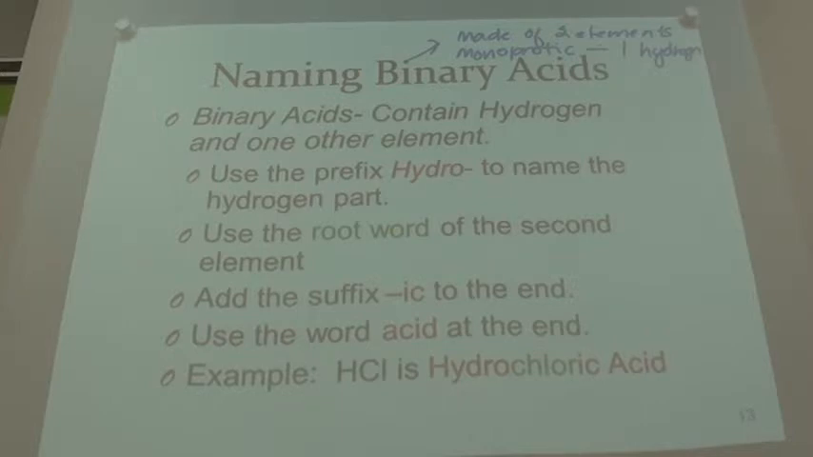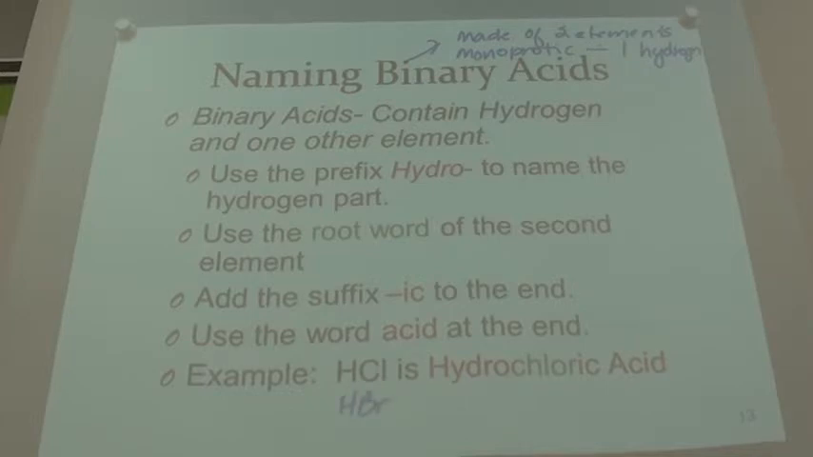Okay, ladies and gentlemen, here are the directions. For binary acids, those are the ones that have an H and then some other element that is always a nonmetal, you use the prefix hydro, and that tells you the hydrogen is there. Then you use the root word of the second element, add the suffix ic, and then acid. So HCl is hydrochloric acid.